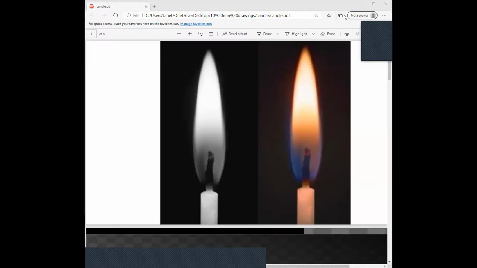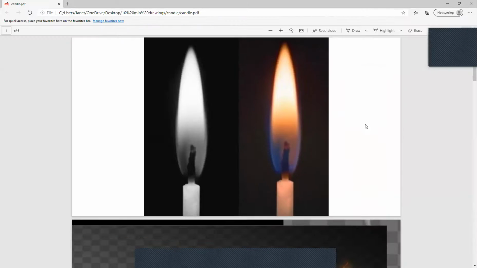So I'm sharing my screen right now. And I wanted to look at candles. Candles are something that is a difficult thing to draw. And part of what you're seeing right here is the breakdown between color and black and white. Because anytime you draw anything, you are telling a story.